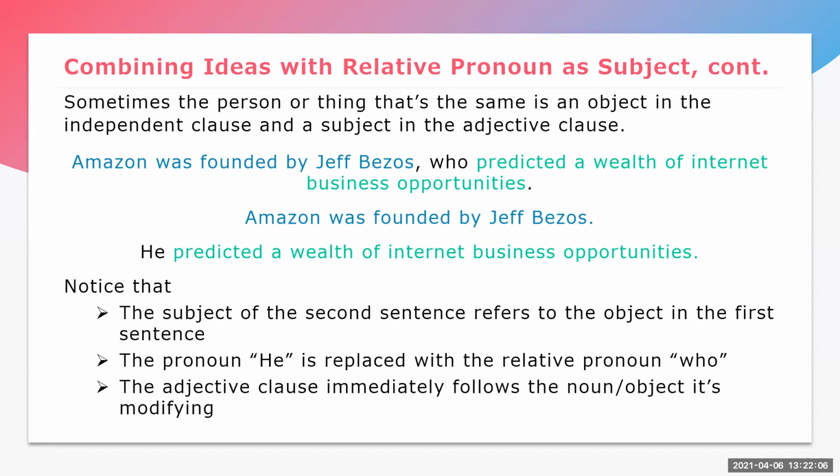Like we did with the previous adjective clauses, we can change the subject pronoun he to a relative pronoun, in this case, who. The subject who in the adjective clause references the object Jeff Bezos at the end of the first sentence. So that's where the adjective clause is going to go, at the end of the first sentence. So here you have the first sentence in its entirety, and we've put a comma to separate it from the adjective clause that comes at the end.